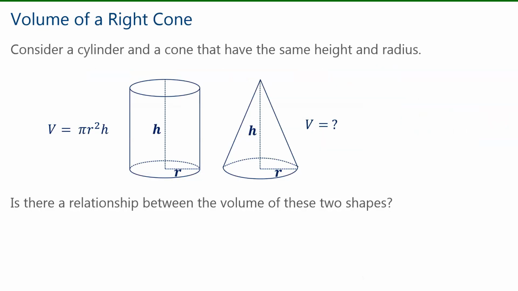Now let's take what we just learned about the relationship between the volume of a cone and the volume of a cylinder to write our formula. A cone is 1/3 the size, giving us this formula here.